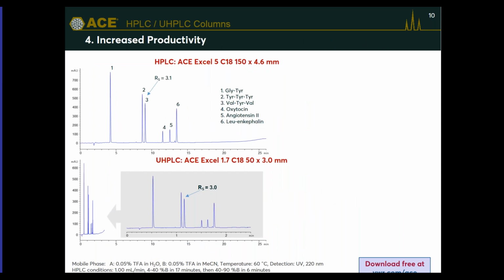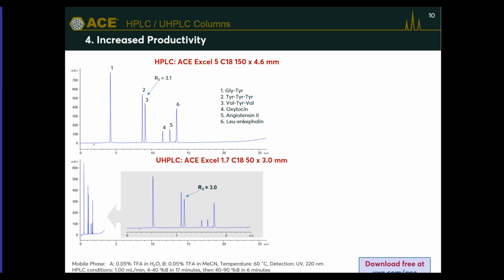Now, of course, productivity is important to everyone in their laboratories. So how can UHPLC help us here? Well, on the top chromatogram, we have a standard HPLC separation. You can see this is a simple gradient analysis of some peptides. And we can see the chromatogram underneath.